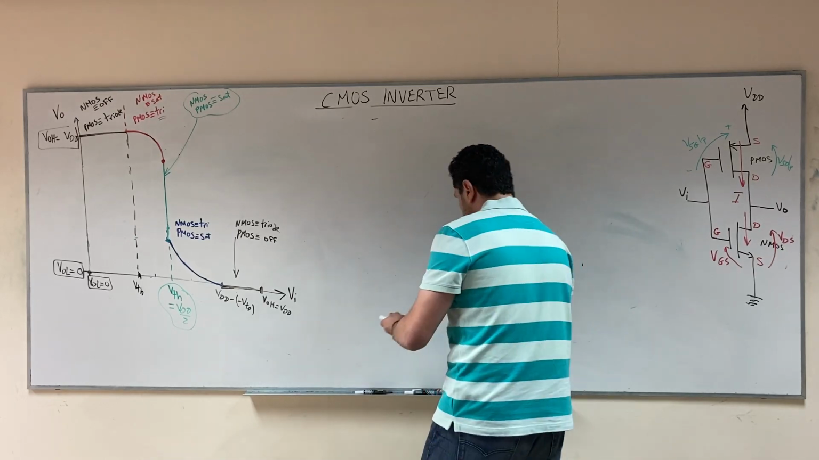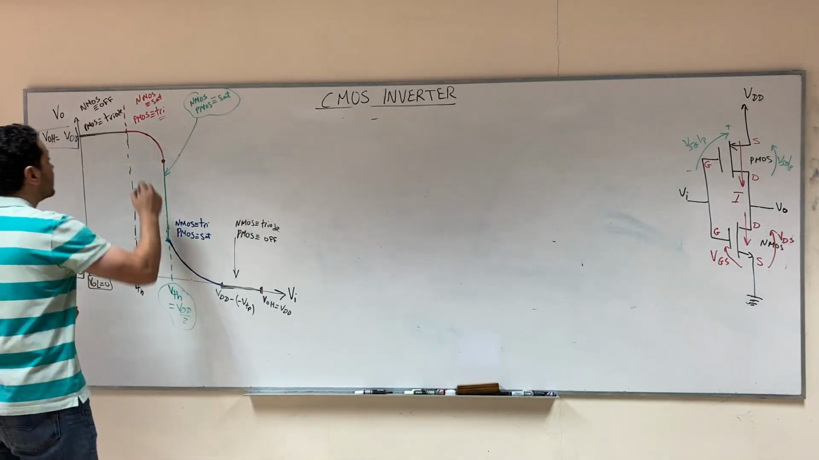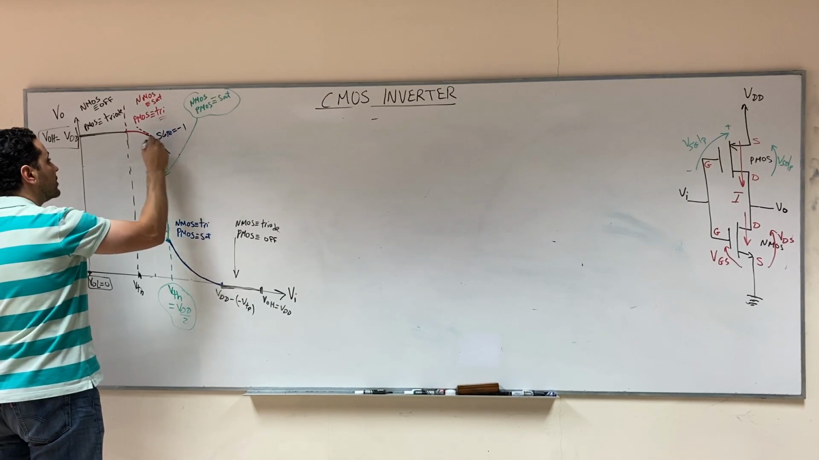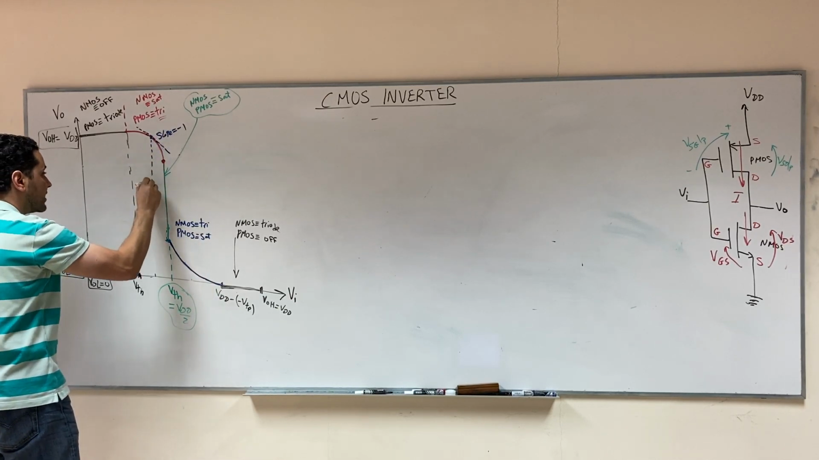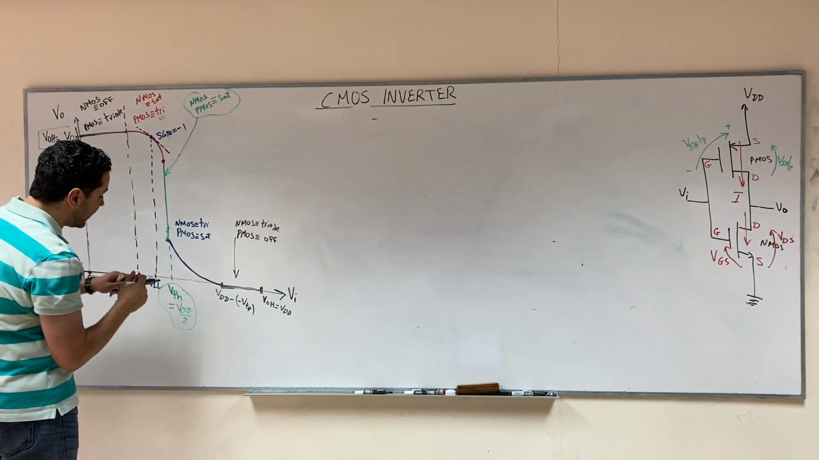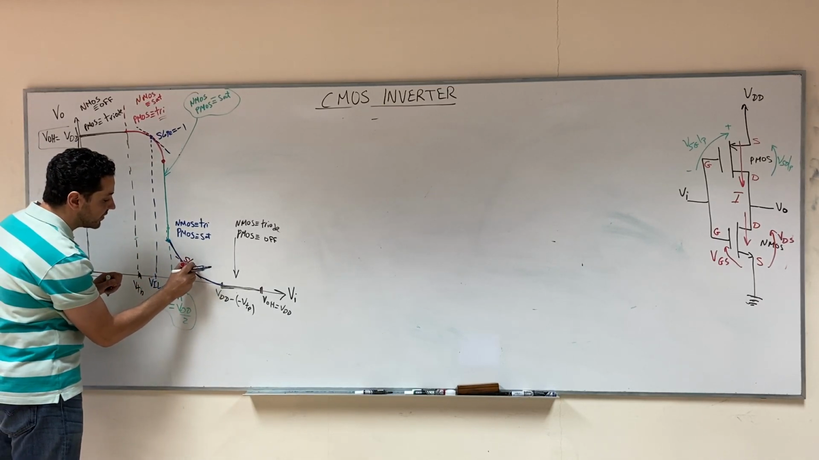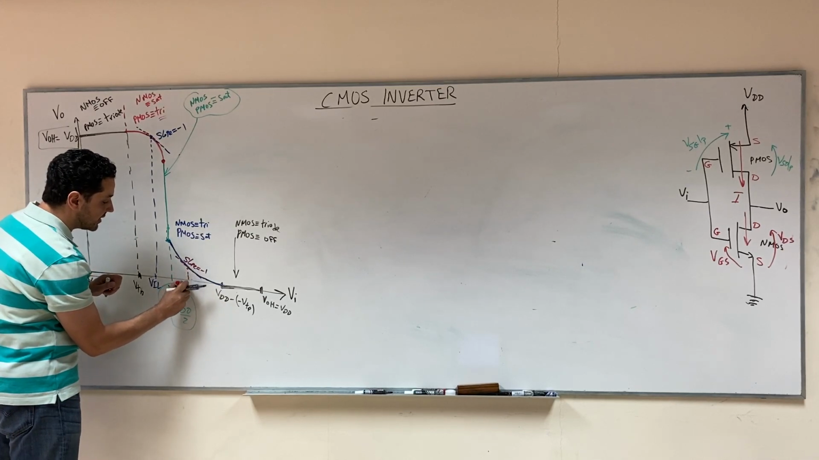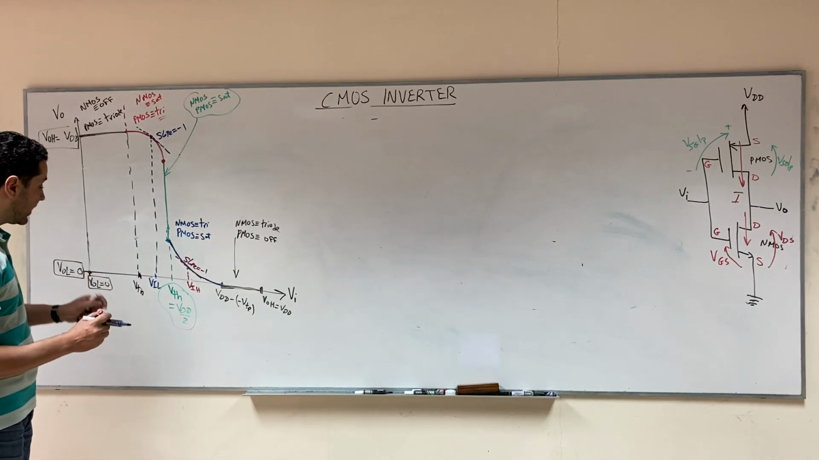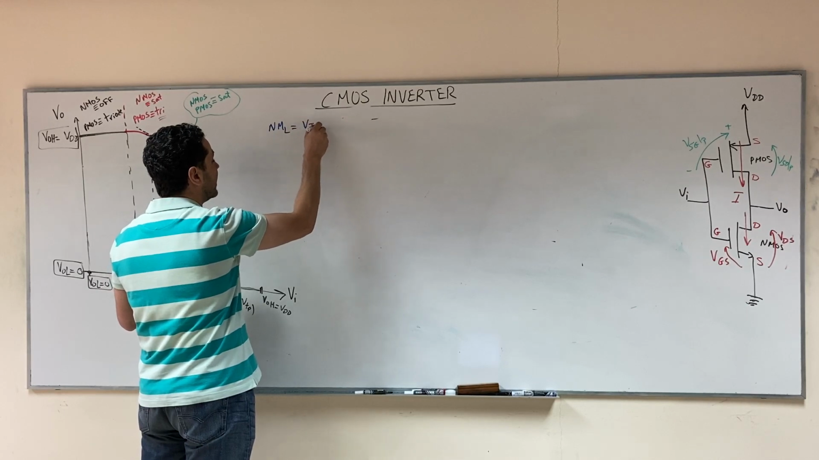We defined VIL to be the point at which the slope of the curve is -1. So this is the point at which the slope is -1. This is VIL. And we defined VIH to be the other point at which the slope of this curve is -1. This is VIH.